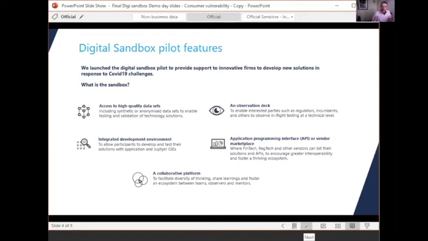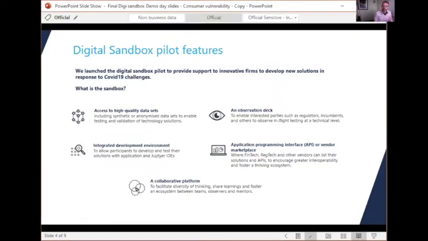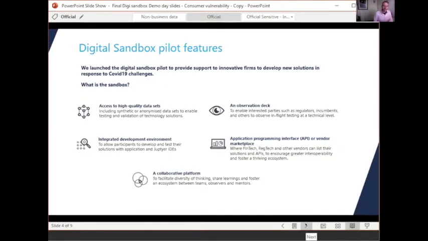Within the pilot environment as well, there is an integrated development environment, a cloud native infrastructure to enable participants to develop and test their solutions. There are a range of APIs, I think in the order of about 300, 350 from fintech, regtech and other vendors to allow some plug and play development and to aid in the development of more interoperable solutions. And then there's also an observation deck, a space for interested parties to witness and observe the in-flight development and testing.